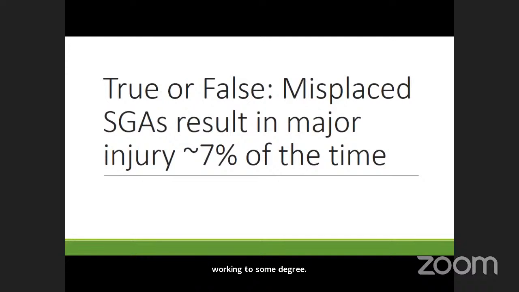True or false? Misplaced supraglottic airways result in major injury 7% of the time.